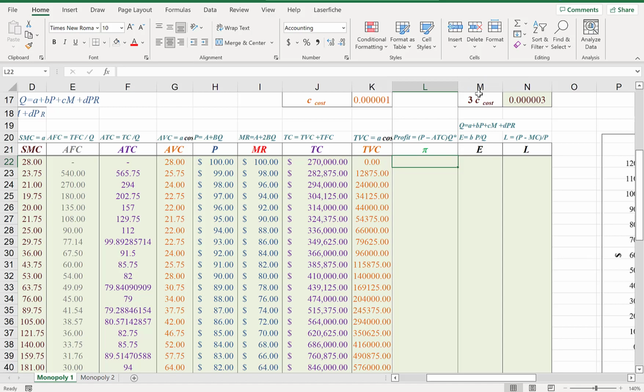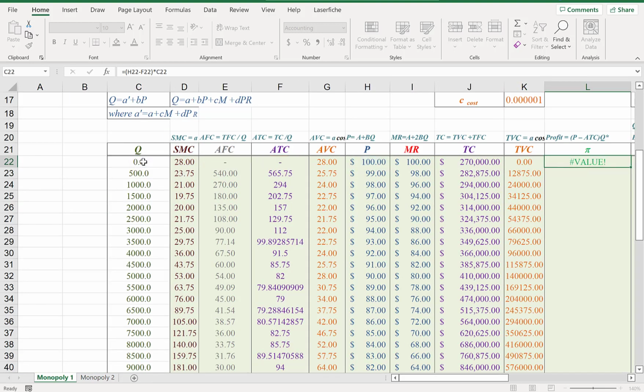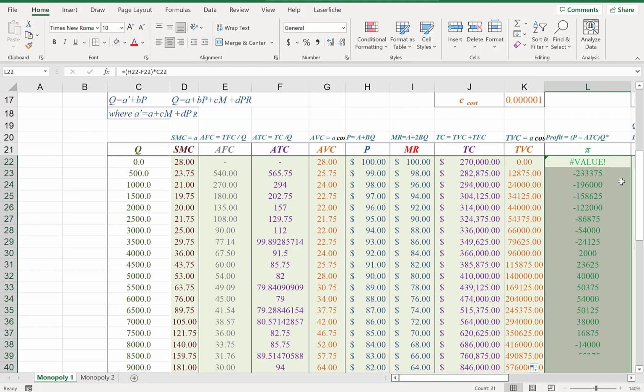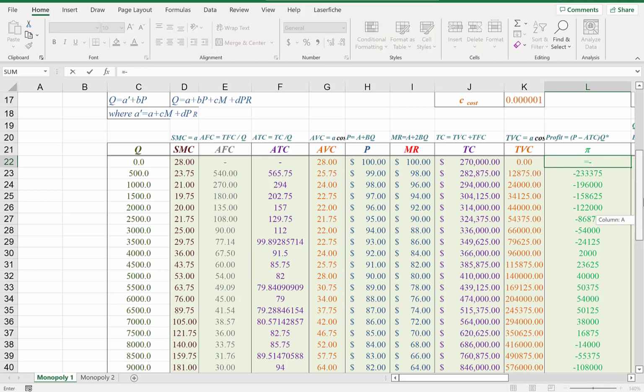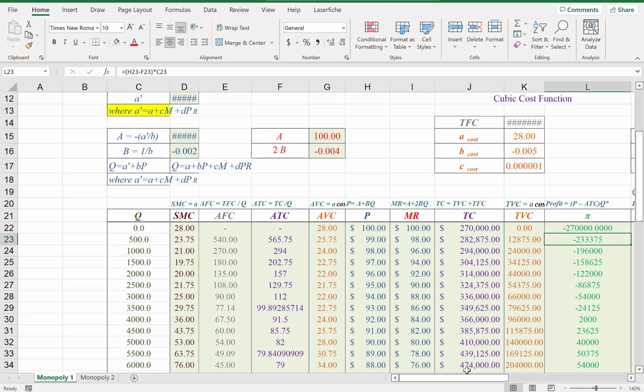Let's take a look at the profit. Profit is price minus average total cost, so I'm going to put these in parentheses, times quantity. Because quantity here is 0, again, we're going to get an error, which is fine. But if we're producing nothing, what is my profit? It's going to be the negative of your total fixed cost. So your profit will be negative of total fixed cost.